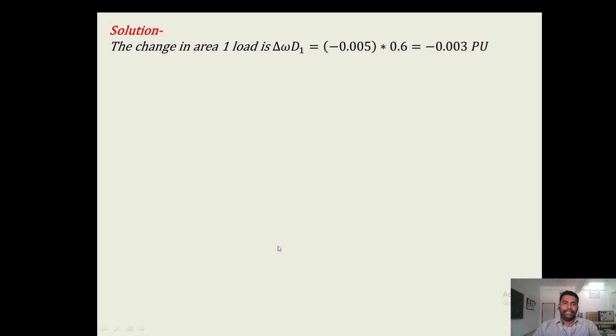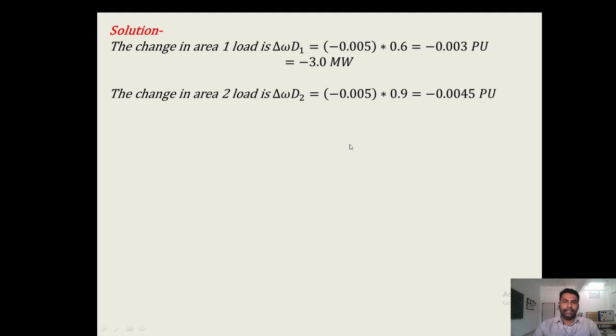Now the change in area 1 load is change in omega into D1. It is given by minus 0.005 into 0.6, which equals minus 0.003 per unit. So it is minus 3.0 megawatt, and in the second area it is given by minus 0.0045 per unit. In megawatt it is minus 4.5 megawatt. So the total load change in the area is minus 7.5 megawatt.